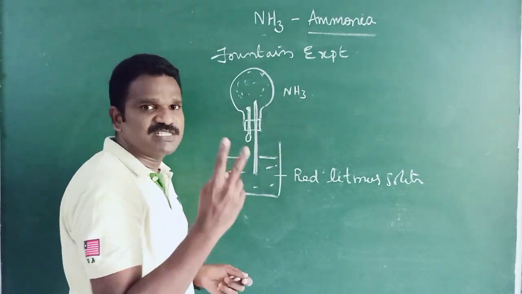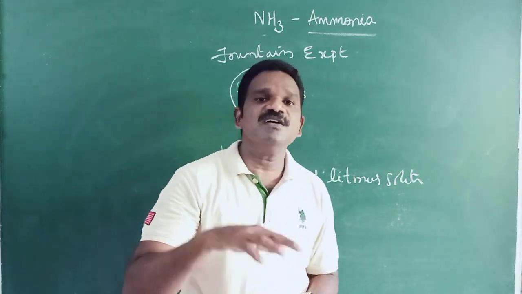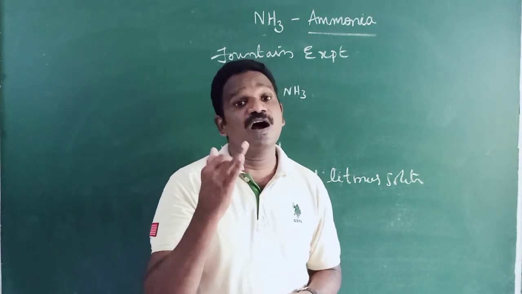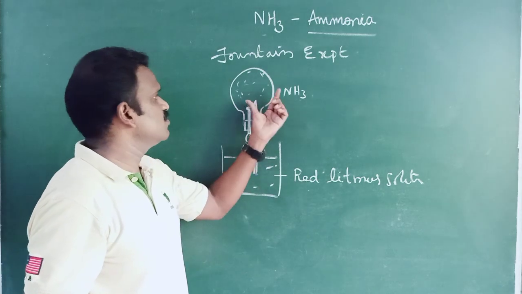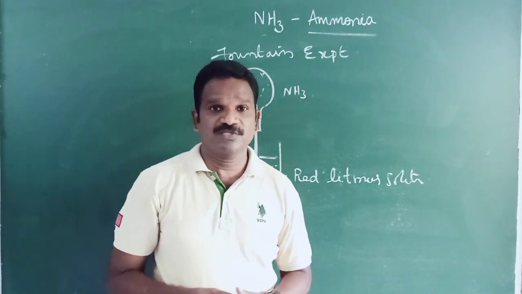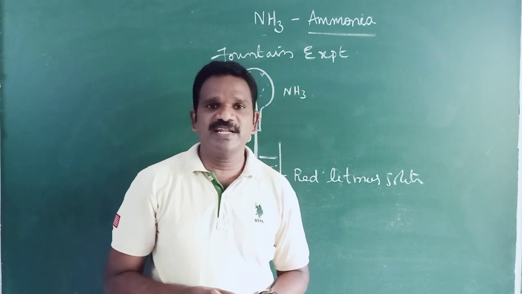This tells us two things. One is ammonia is soluble in water. Second, ammonia is basic in nature. Therefore, it changed the red litmus solution into blue in color. So this is called the fountain experiment.